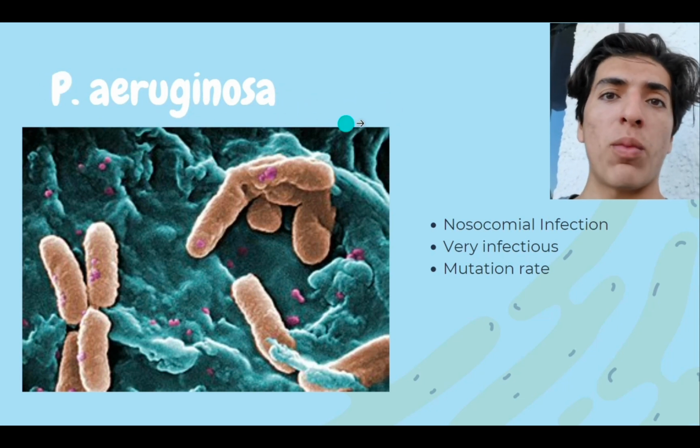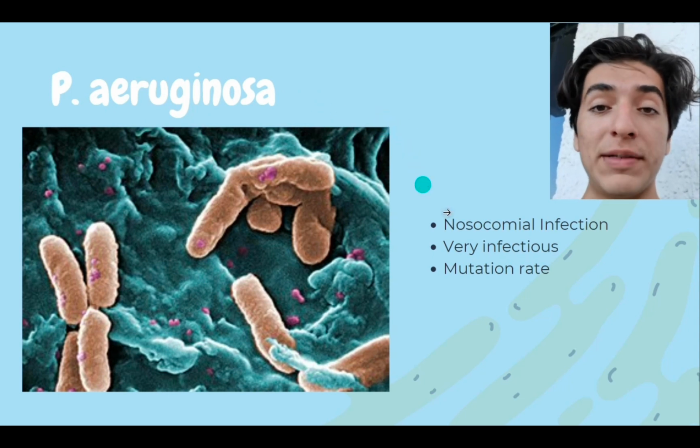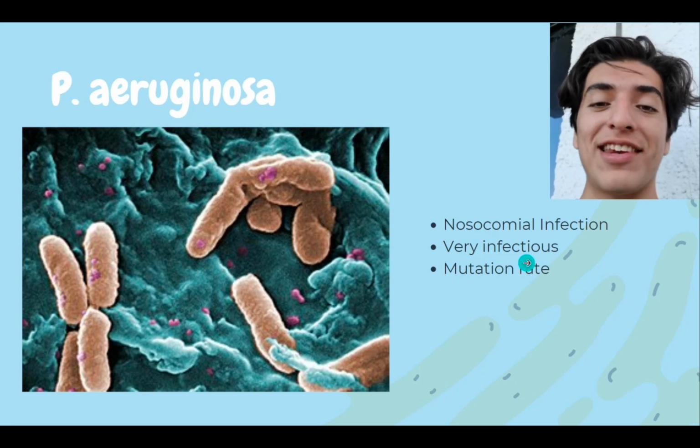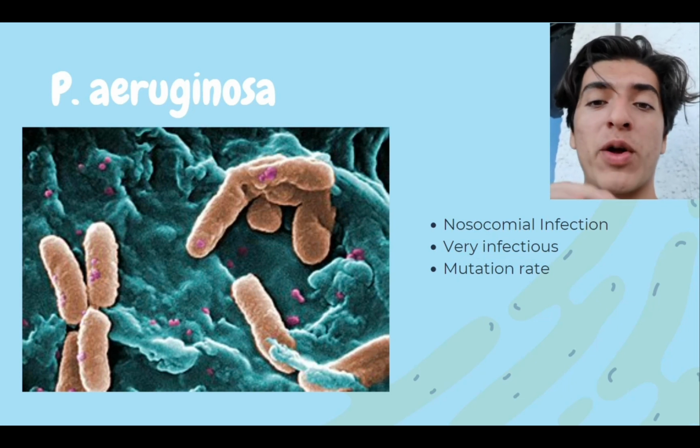Well, first of all, we need to know what Pseudomonas aeruginosa is. It's a bacteria that causes an infectious disease that is nosocomial. What this means is that it is usually found in hospitals. It's very infectious, it's very contagious, but it also has the capacity of mutating, and it has a lot of strains that are multi-drug resistant to a variety of antibiotics.